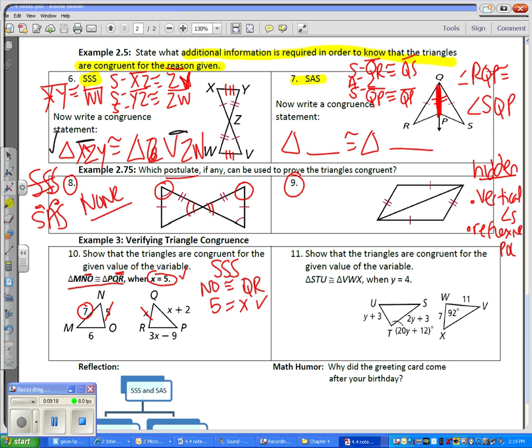Now I'm going to look at the next one. NM should be like PQ. PQ is x plus 2. If I solve this one, do I get x equals 5? Yes, I do. Sweet. Last one, I know these two should be congruent to each other. So 3x minus 9 equals 6. If I solve this, do I get x equals 5? Yes, I do. And that's all you have to do for number 10 and 11. So 11 is the same thing. Go ahead and finish number 11. That's all you're responsible for.